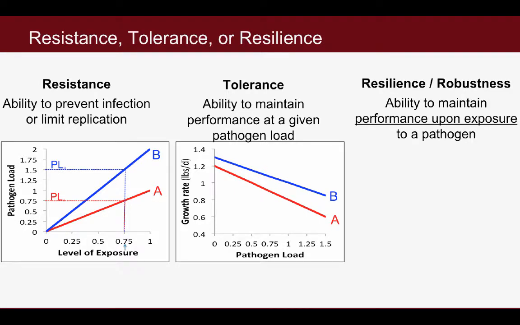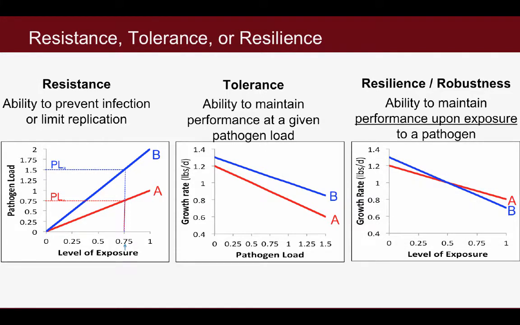Resilience or robustness is the combined effect of resistance and tolerance and refers to the ability of the animal to maintain performance upon exposure to a pathogen. Thus, although animal B is more tolerant as pathogen burden increases, animal A has a better resilience because its performance drops less as level of exposure increases. This is the net effect of the greater resistance of animal A despite its lower tolerance.